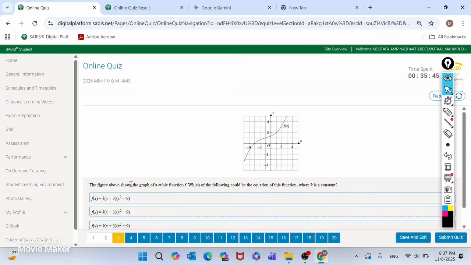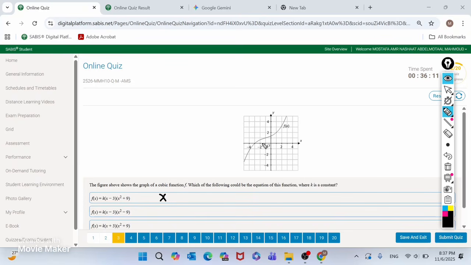The figure above shows the graph of a cubic function f. Which of the following could be the equation of this function where k is a constant? Okay guys, let's go through each answer. x minus 3, no, because then when x is 3, y would equal 0. f of x would be equal to 0 if x is 3. And here that's wrong.